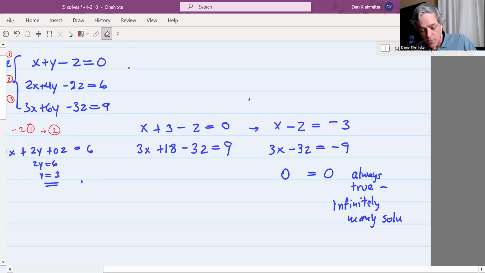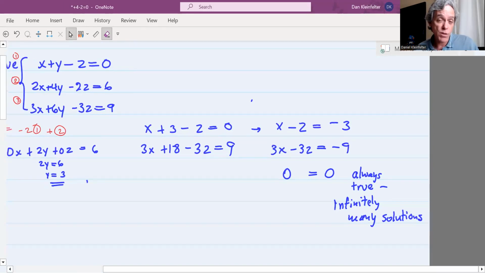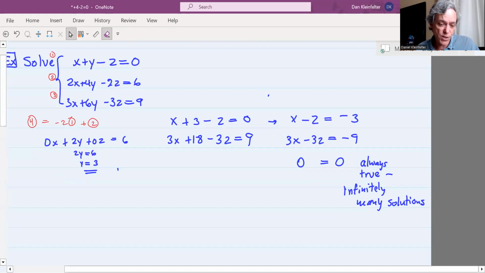In general, when you're doing this process, you're going to get 3 numbers, an x, and y, and a z. If you don't, you may get something that's always false, in which case there's no solution, or you may get something that's always true, in which case there are infinitely many solutions.